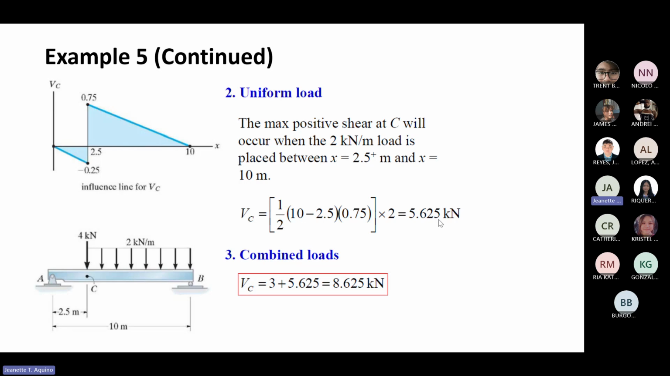So the combined load: VC is equal to 3 plus 5.625, so the total is 8.625. Combine those, and for VC we will take the moment.